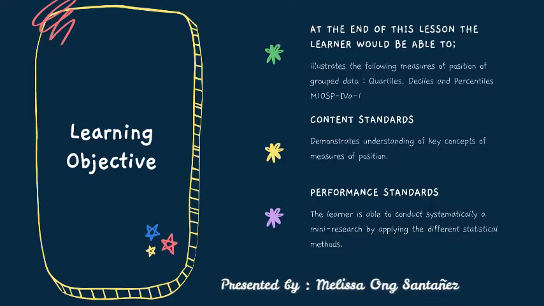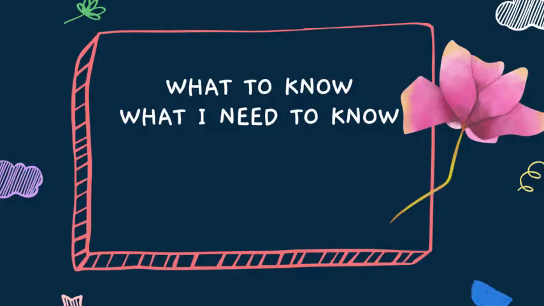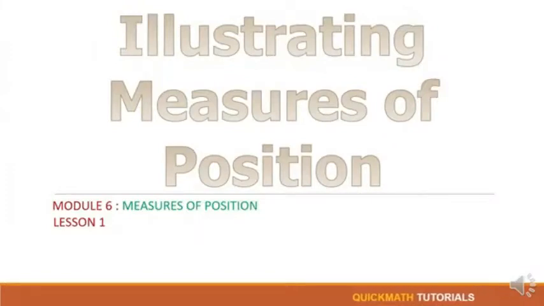In this part of the short video clip, it will illustrate the measures of position as a review, so you can further imagine and think how it looks, literally, what a measure of position is in statistical data. Before we can proceed to illustrating the measures of position of grouped data, please watch this. Welcome to another episode of Quick Math Tutorials. Today, we are going to learn about illustrating measures of position.